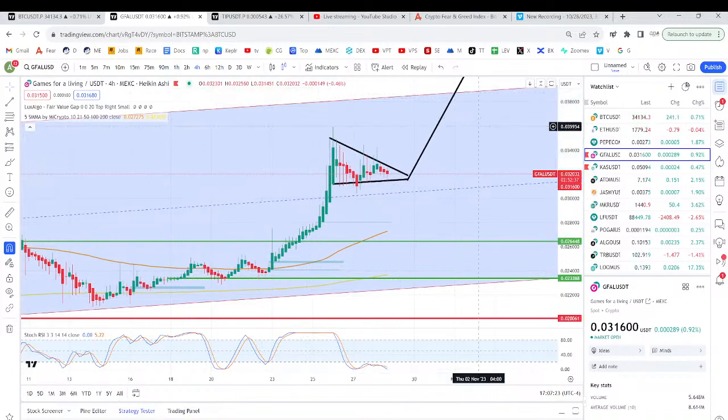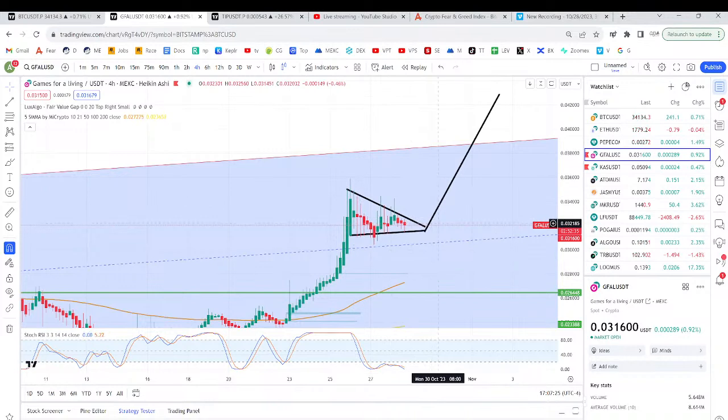This looks like it wants to pump to the upside. I would call that a bull pennant, and your measured move is 42. You're at 31 right now. It's a pretty small market cap coin, so I like the chances of this pumping to the upside, and I like what I'm looking at on this.